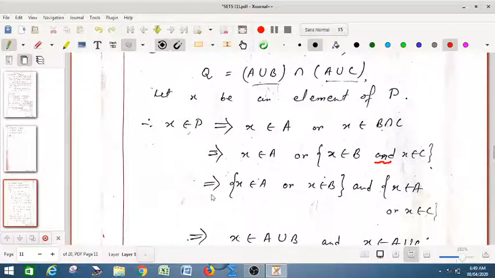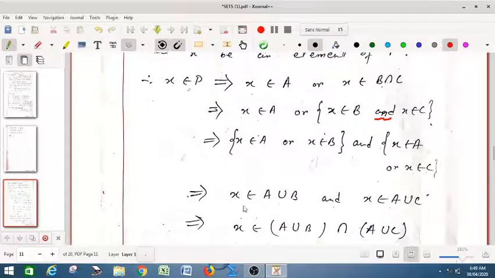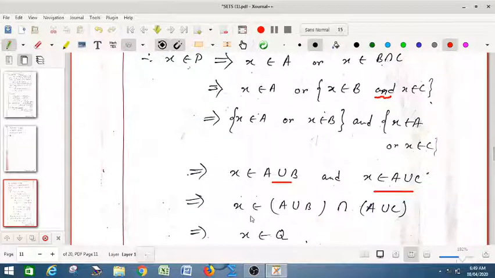So we can write, which implies, X belongs to A or X belongs to B, and X belongs to A or X belongs to C. So X belongs to 'or' means A union B, and X belongs to A union C. So we have X belongs to A union B intersection A union C.